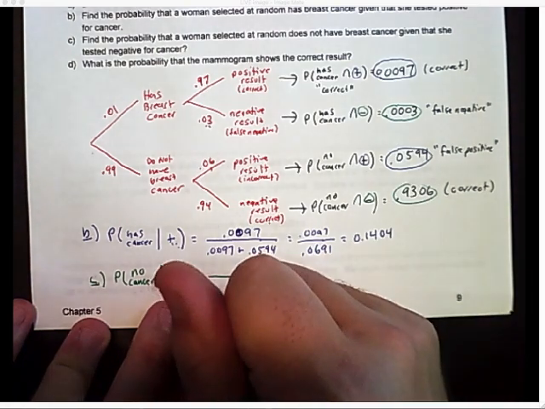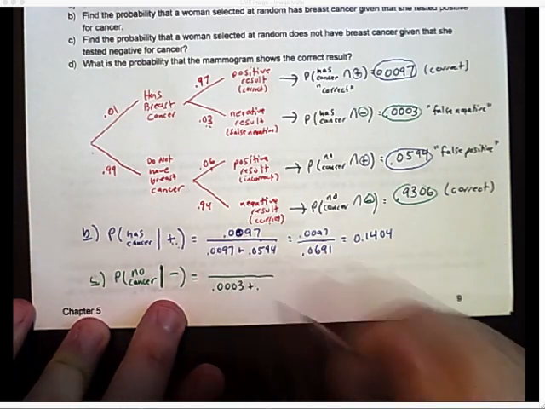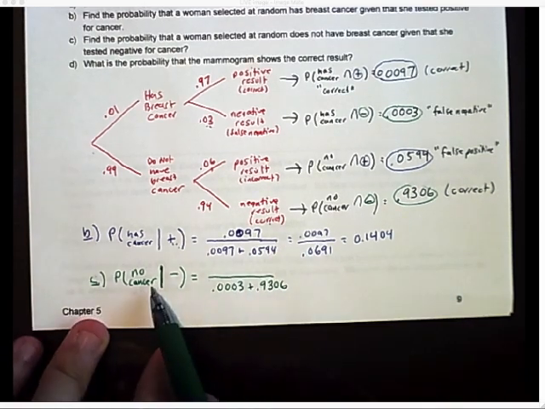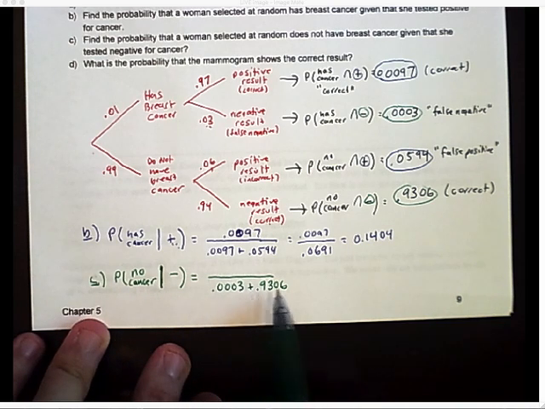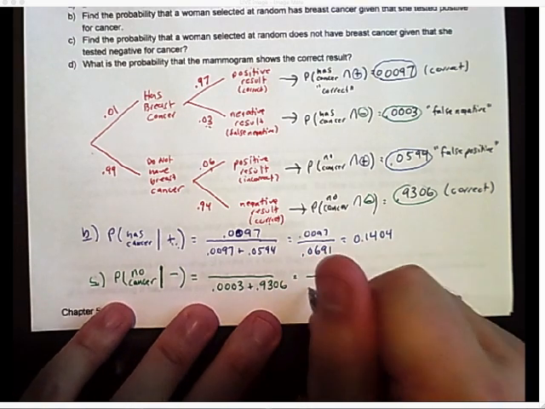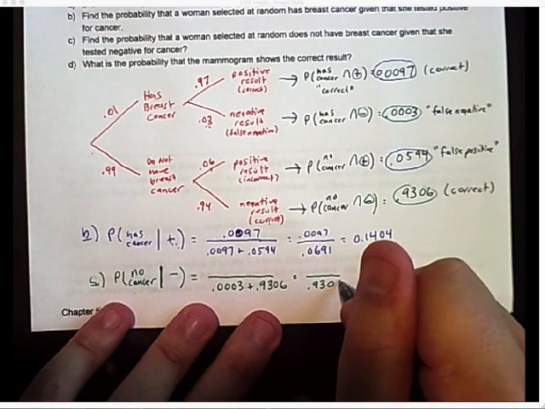Just add the 0.0003 to the 0.9306. So if I add those together, I'm going to get 0.9309, I believe. All right.